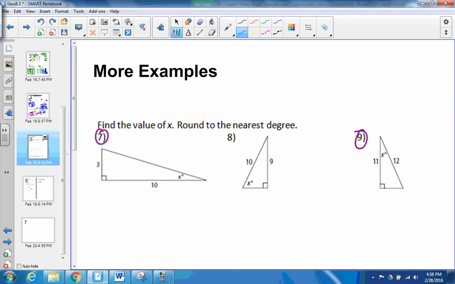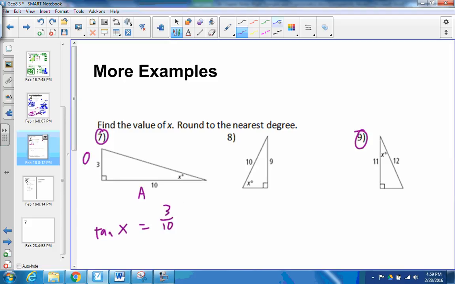Find the value of x. So we have x, we have the opposite, and we have the adjacent. So opposite and adjacent makes tangent, so TOA. So tangent of x would be equal to 3 over 10.